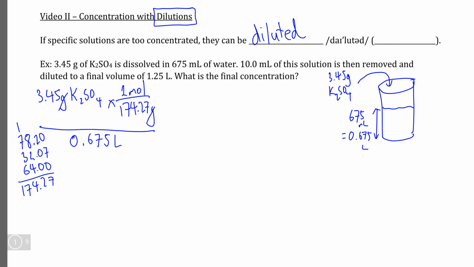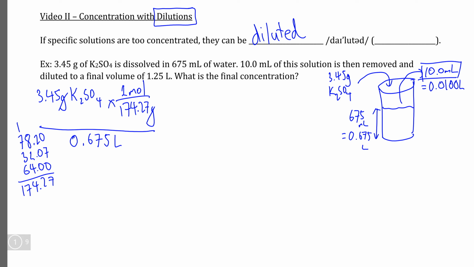In the second step, we're going to take 10 milliliters of this solution out. Again, let's quickly convert this into liters. So 10 milliliters would be 0.0100 liters of this solution out. Now, assuming that our potassium sulfate has dissolved completely, that means that even though we've removed a relatively small volume of this solution, the concentration is the same because it came from this original solution here.